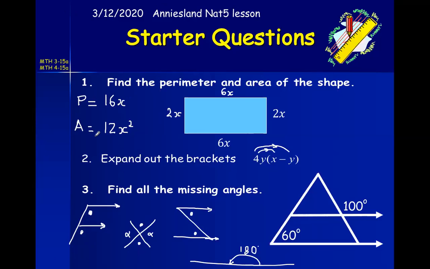Now, if you're asked, the next question could be, what happens if x equals 2? Then you just substitute 2 in there. So you become 6 times 2, 12 meter by 4 meter, which is 48 meter squared. Okay.